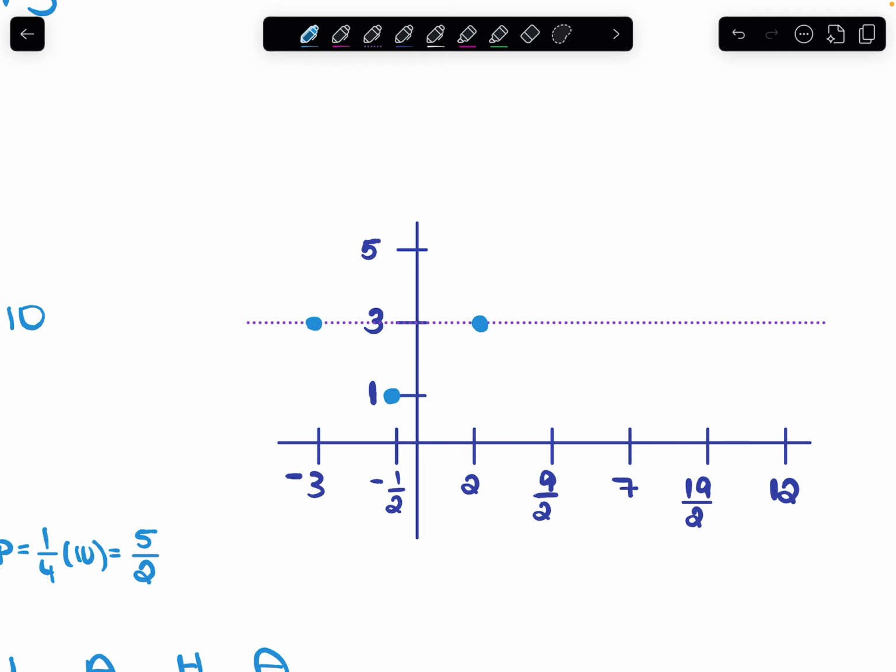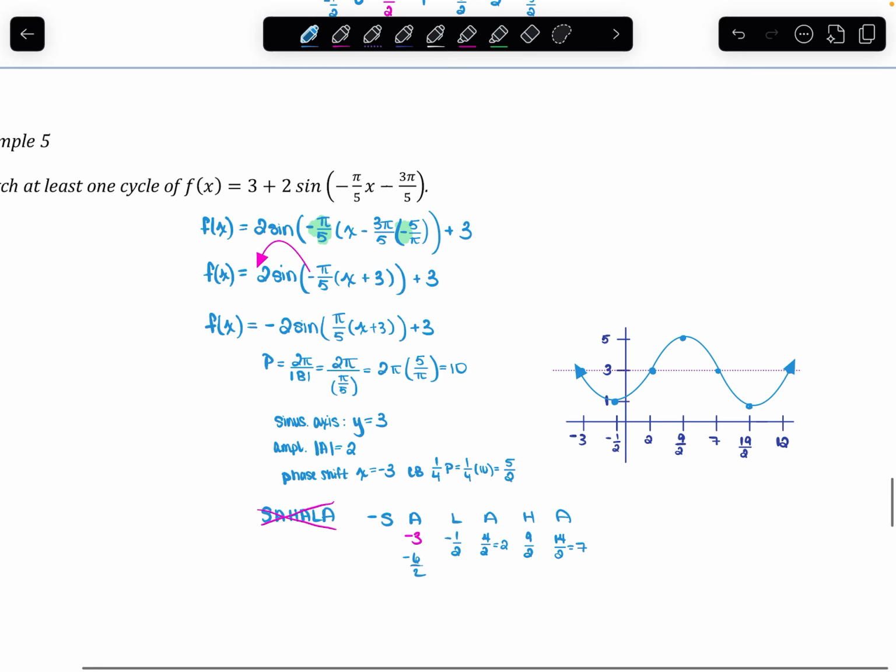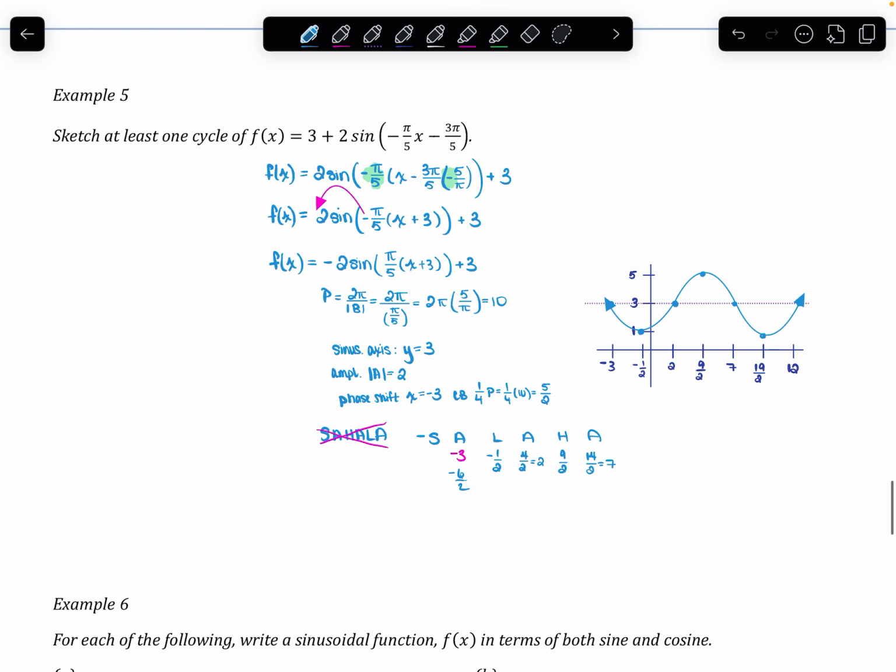Notice none of those dots are on the y-axis because 0 was not a critical value. Back to a high, back to an axis, back to a low, back to an axis. And then play connect the dots. And there's our curve.